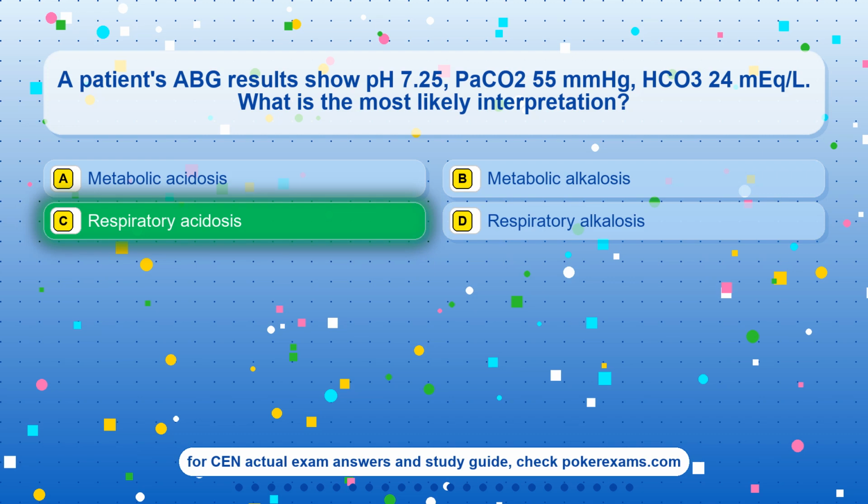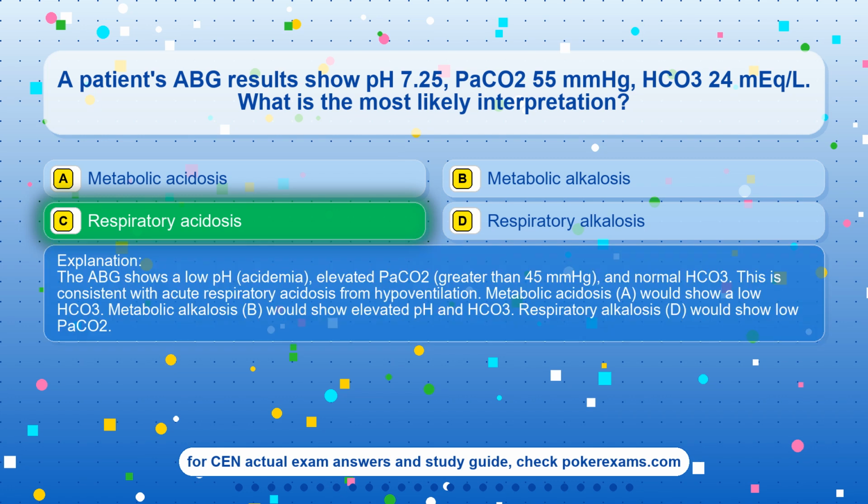The correct answer is option C. Respiratory acidosis. The ABG shows a low pH, acidemia, elevated PaCO2, greater than 45 mmHg, and normal HCO3. This is consistent with acute respiratory acidosis from hypoventilation. Metabolic acidosis, A, would show a low HCO3. Metabolic alkalosis, B, would show elevated pH and HCO3. Respiratory alkalosis, D, would show low PaCO2.